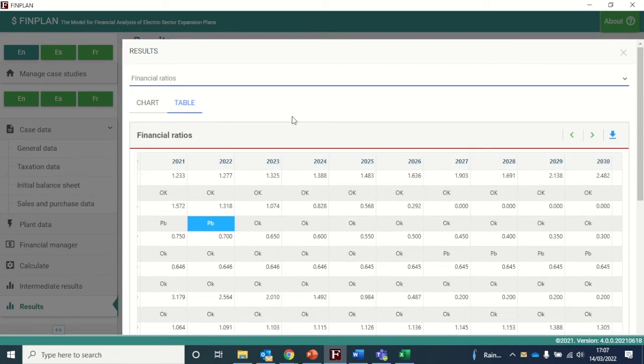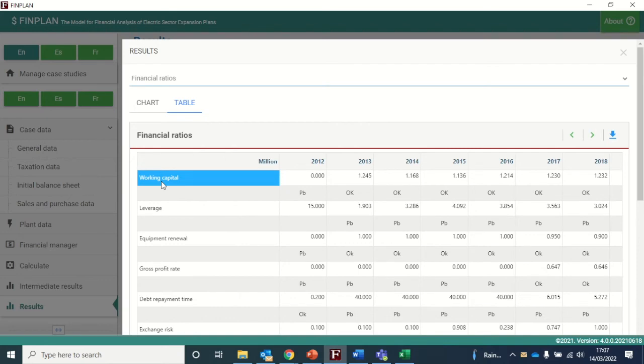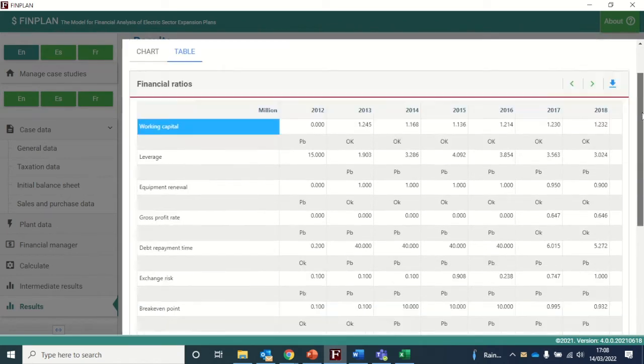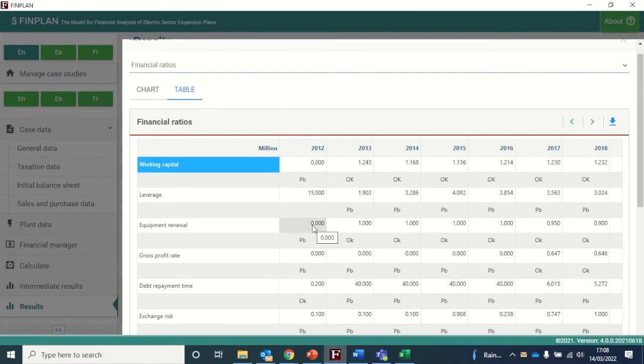So a power project has many stakeholders, including the owners, investors, lenders, government, and regulators. FINPLAN calculates financial ratios, which will be interesting for various stakeholders. And we will now have a look at these ratios. So we'll see that there's another table. And these ratios determine the financial viability of the project from the viewpoint of different stakeholders. So again, we can click on the top right to download this table to Excel.